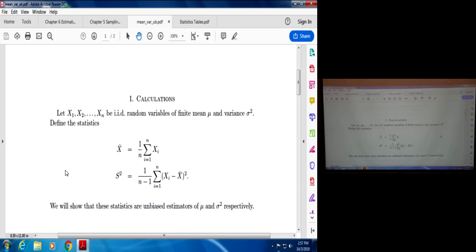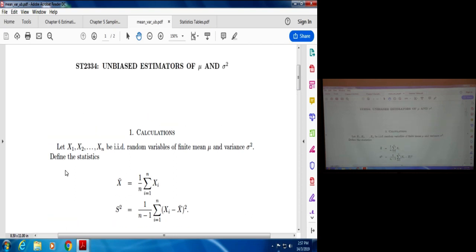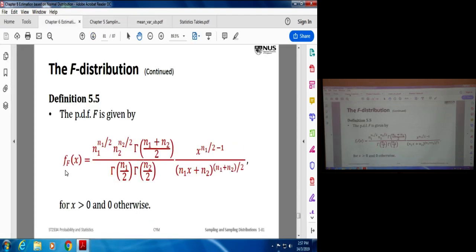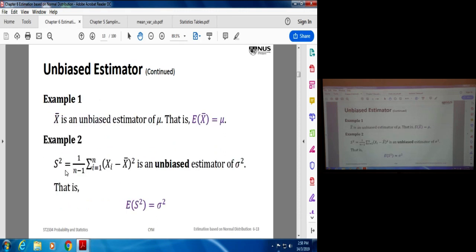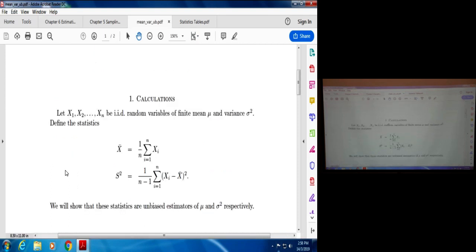So this is called mean underscore var underscore ub. It is basically the unbiased estimation of mu and sigma squared. I'm going to show that the results which I've quoted here but not really verified, 1, 2, and 3, hold in a particular context. So X1 up to Xn is an IID sequence of real-valued random variables, so there are no vector values here. They have a finite mean and variance. That's all we're going to assume.